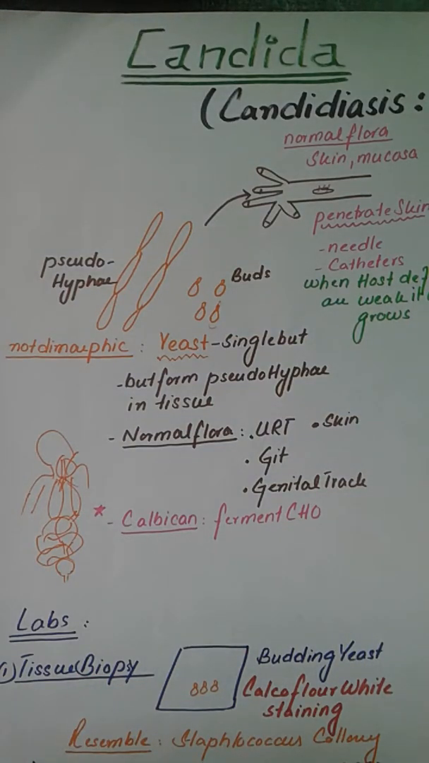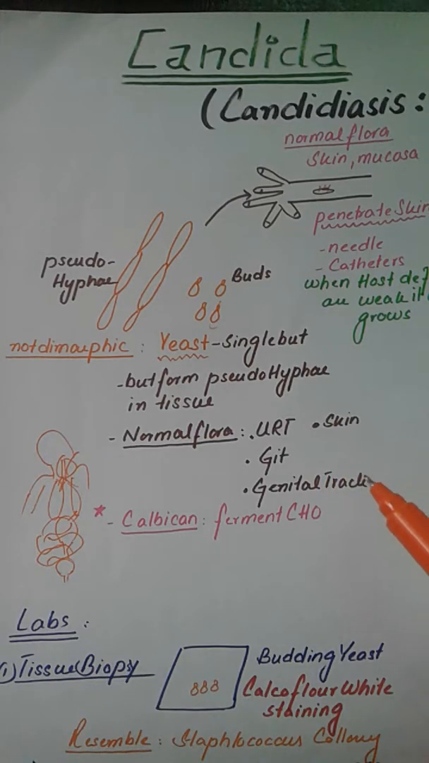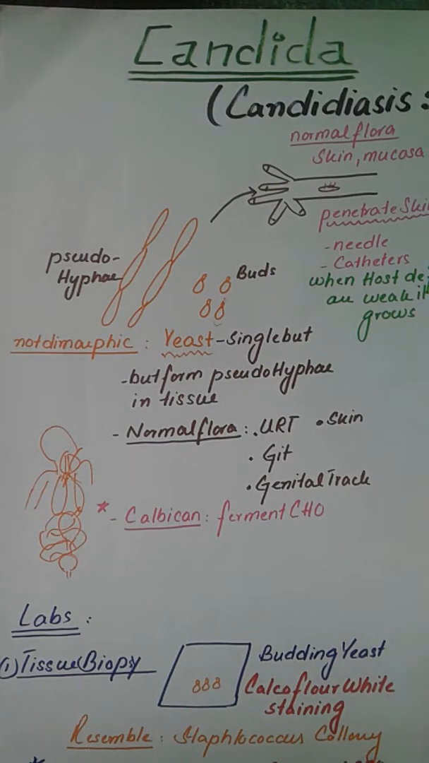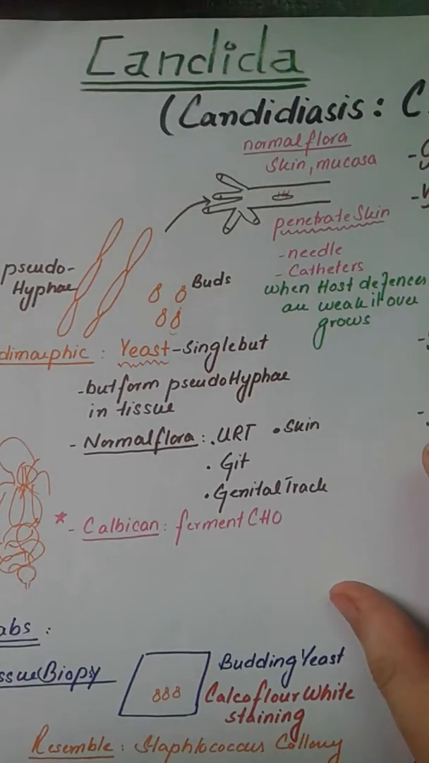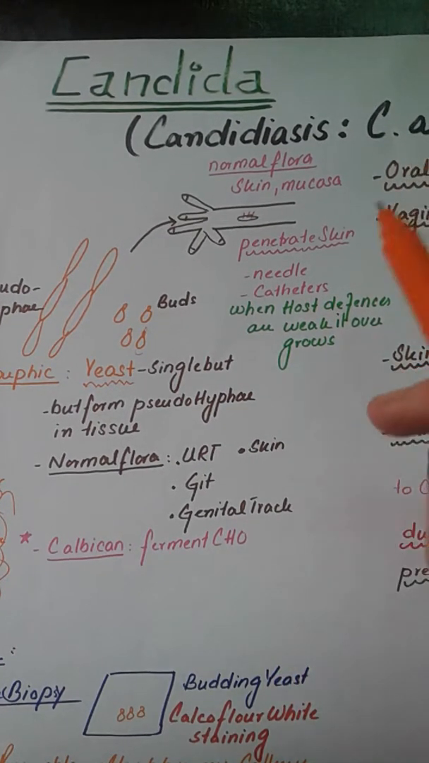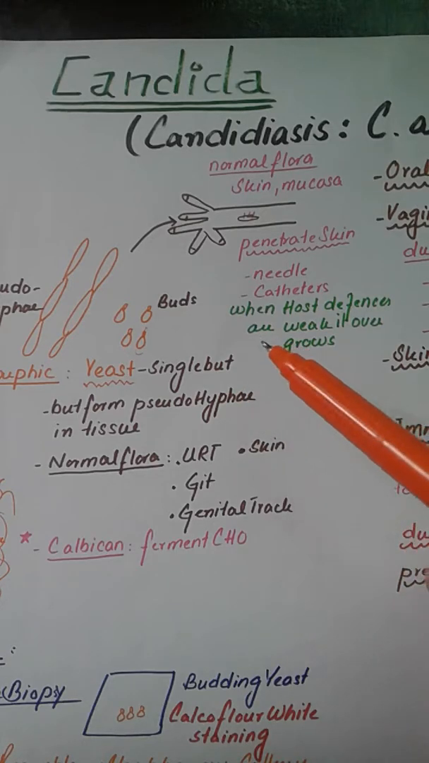C. albicans is differentiated from all of the other species in the Candida genus in that it can ferment carbohydrates. Now, this organism is present anywhere in the soil or in your normal flora. So whenever it is going to find an opportunity, it is going to get inside your body.